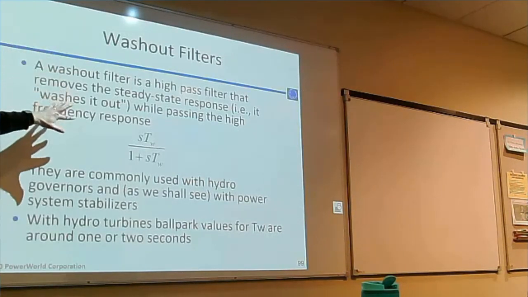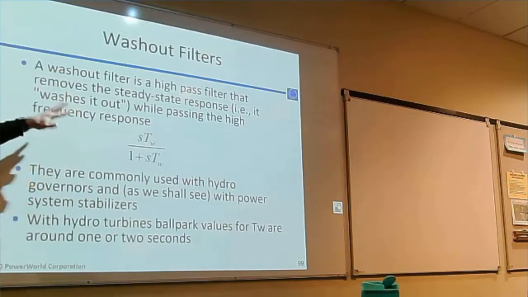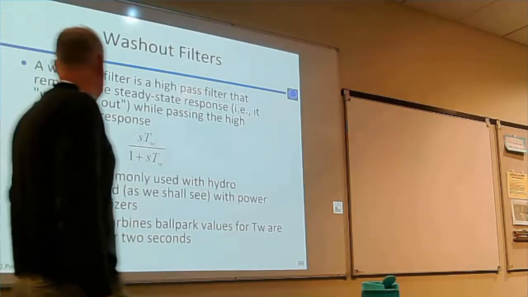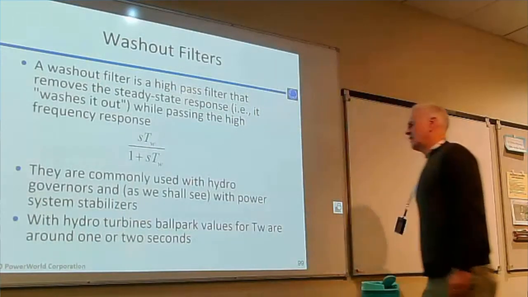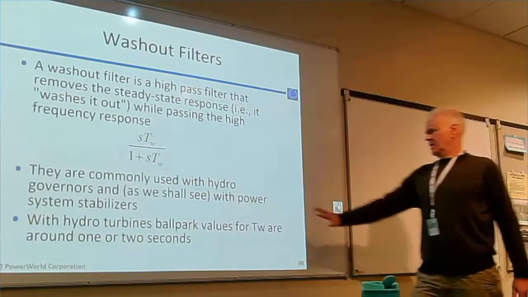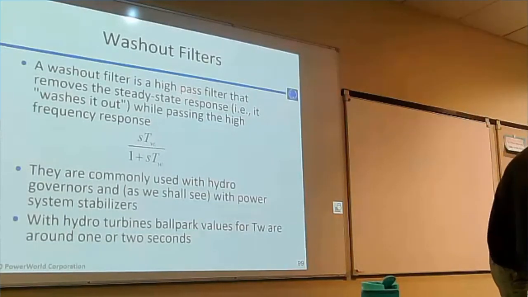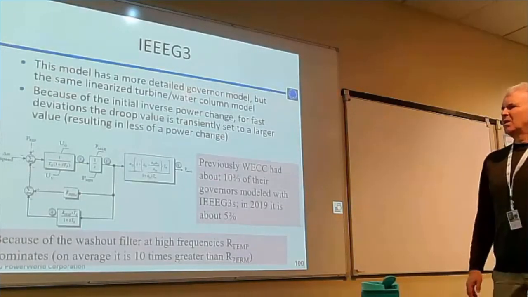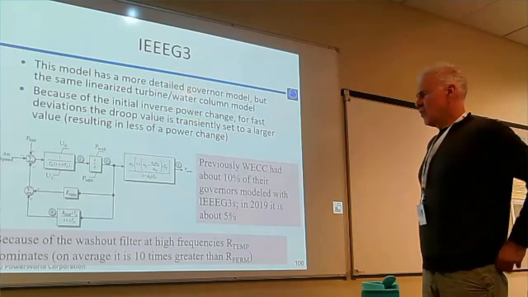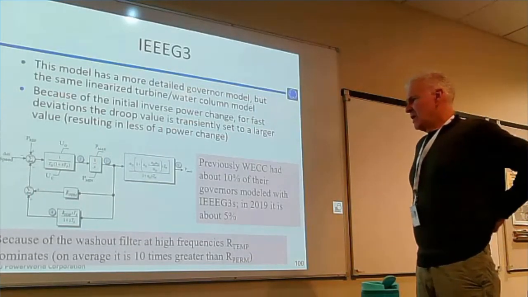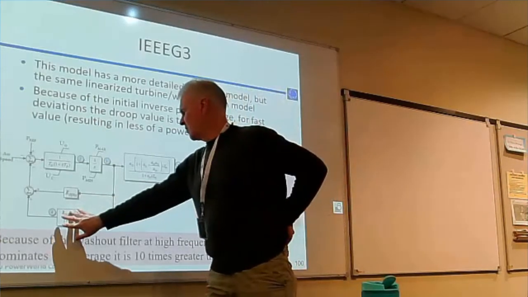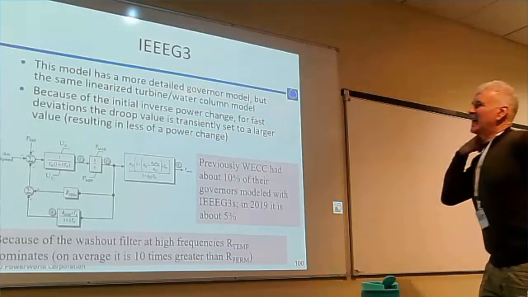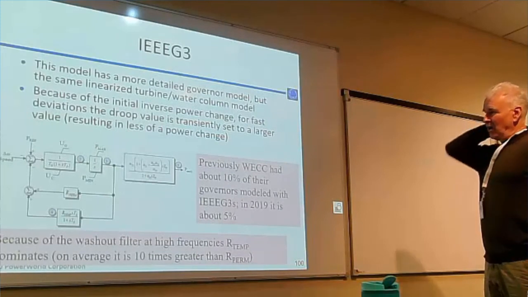This is commonly used in stabilizer design where you don't want to respond to the steady-state changes in the system. You just want to respond to the disturbances. So you'll commonly see washout filters. They're also commonly used with hydro governors. When you look at a hydro governor, we'll see washout filters appearing here. There's one right there. And this is the IEEE G3 model.